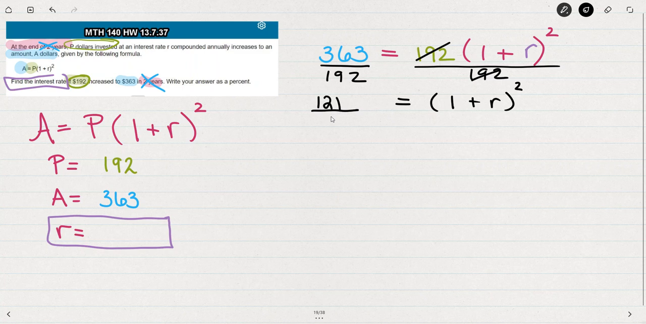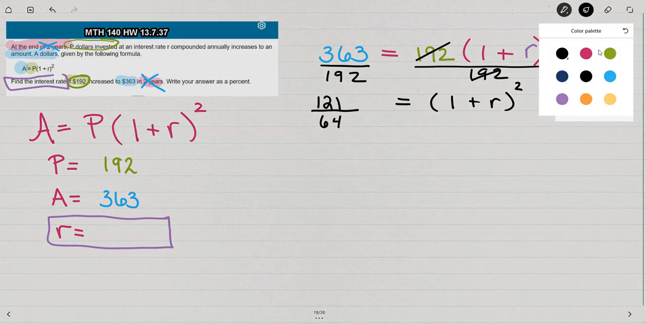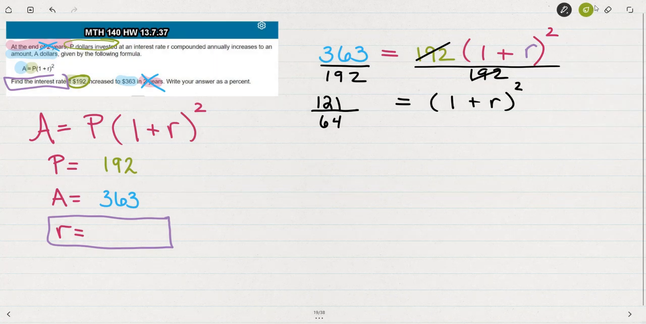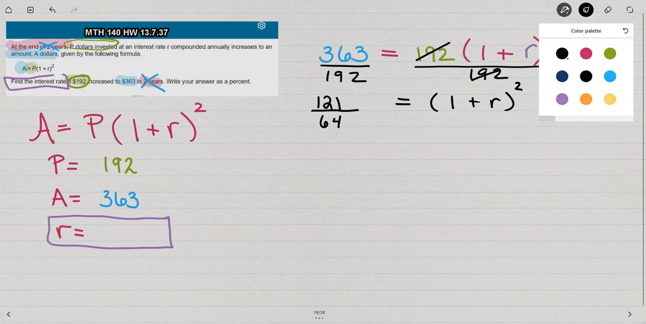If I divide 192 by 3, I get 64. So I could reduce this a little bit. All I've done is simply reduce the fraction. Do you see what's next to solve for a radical equation? What's next? I'm sorry, not radical. I'm giving the answer away.